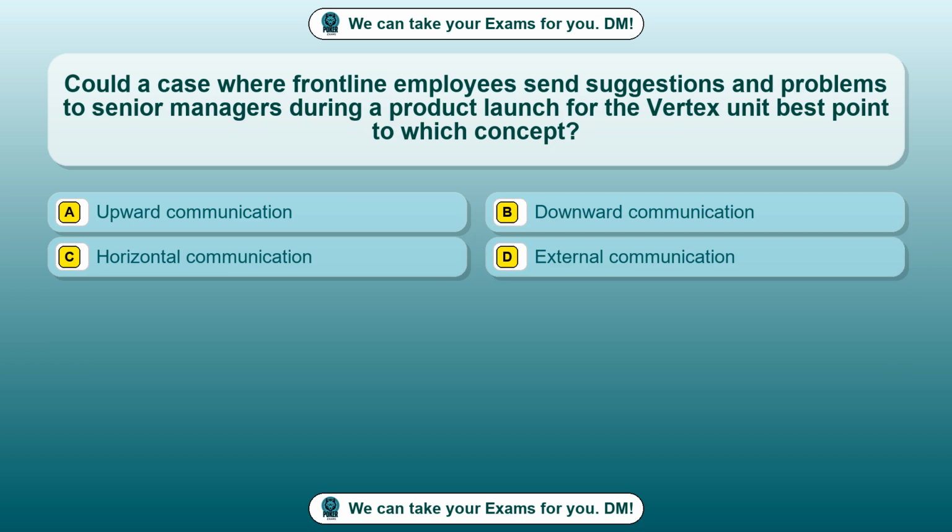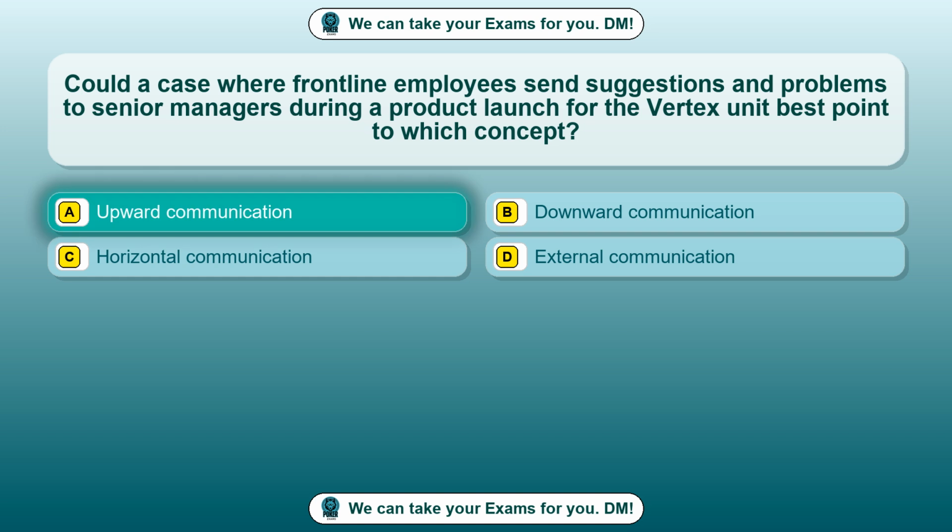Question 70. Consider a case where frontline employees send suggestions and problems to senior managers during a product launch for the Vertex unit. Which concept does it best point to? Option A, upward communication. Option B, downward communication. Option C, horizontal communication. Option D, external communication. The correct answer is option A, upward communication.